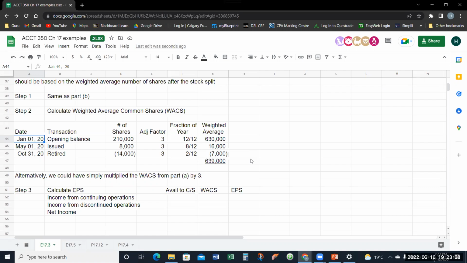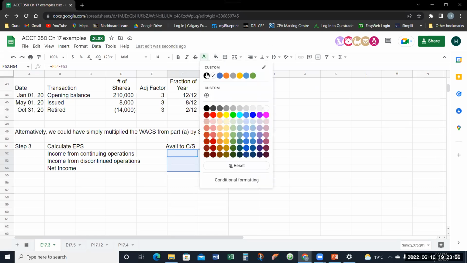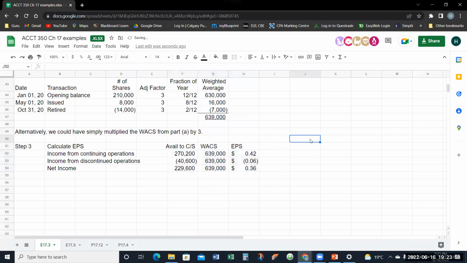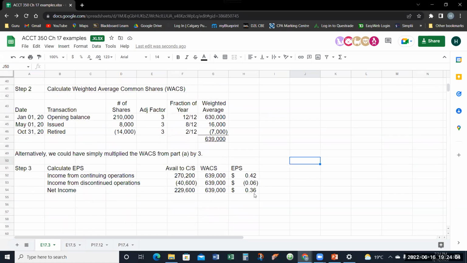Okay, and then what does that do to our EPS? Since the number of shares outstanding has tripled, but nothing has happened to the net income, numbers are still the same. Well, what that's going to do is your EPS will just be a third of what it was before. All right, so before we were saying EPS is $1.08. Now you would say EPS is only 36 cents.